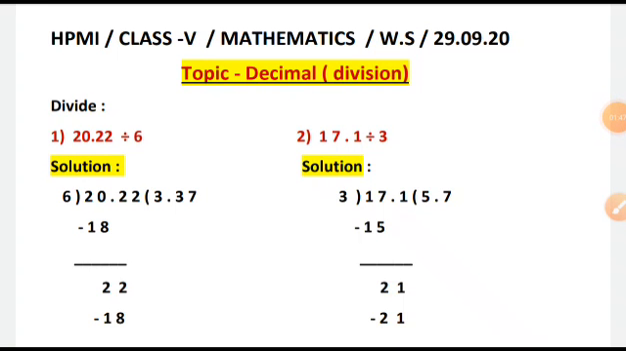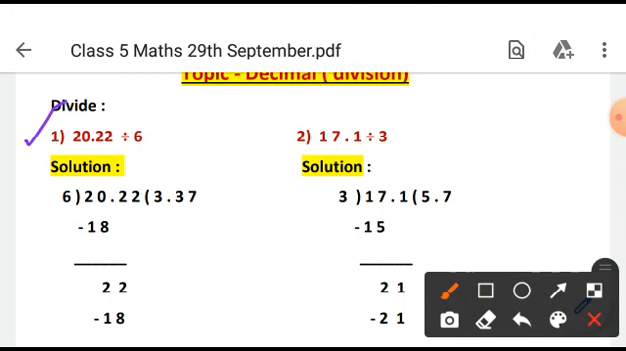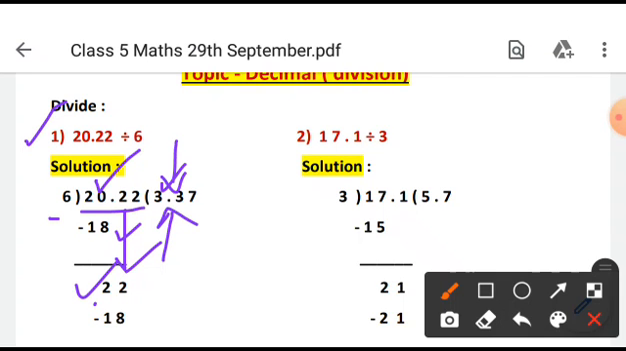Now let's work out a few sums of your maths textbook. Question number 1. 20.22 divided by 6. Children, you are going to write 6 here, then 20.22. Now at first you are considering this 20, then you have 6 3s are 18. Now remainder 2 after subtracting. Now children, you are bringing down the 2 from the decimal part. That means this 2 is present in the decimal part. So for that you need to put a point over here. You are putting the point in the quotient.